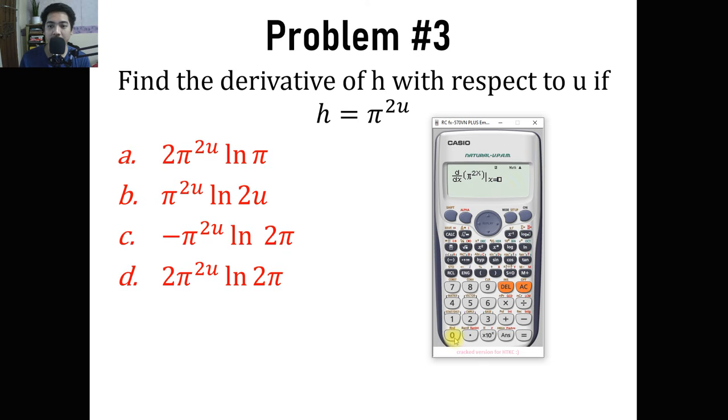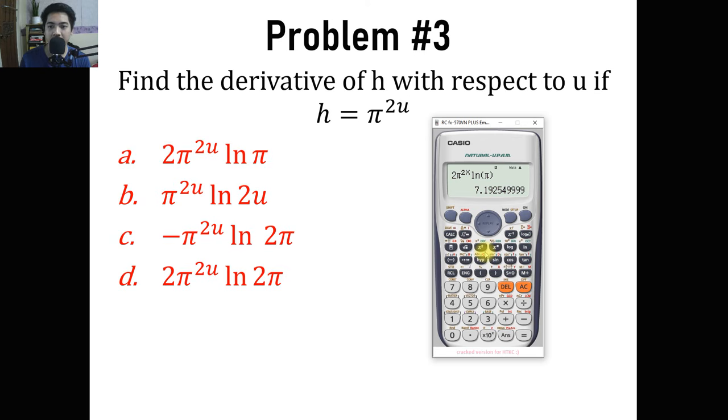Let's try 0.5. Okay? 0.5. The value is 7.192549999. So shift store with A and then go now to the choices. So we have 2. Okay? And then we have pi raised to 2. Instead of u, we use x. Okay? And then we have ln of pi. Okay? So using a value of x equals 0.5.